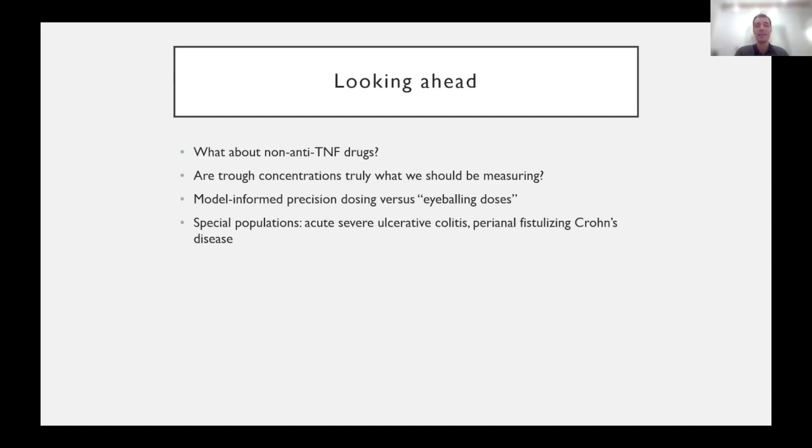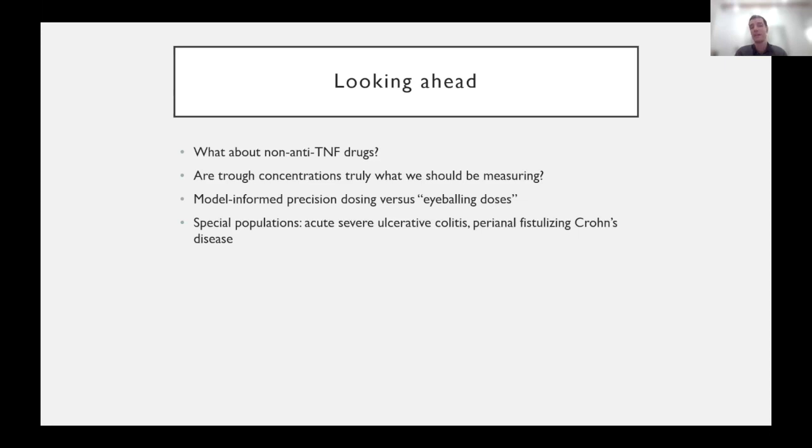And finally, we have two very special subpopulations in both diseases. In Crohn's disease, we have perianal fistulizing Crohn's disease. This is a particular form where we've mentioned fistulae. These patients have debilitating symptoms of incontinence and constant seepage from their rectum. It's been shown that these patients need a much higher concentration of the drug for the fistulas to heal more effectively.